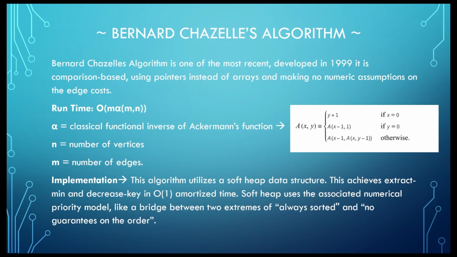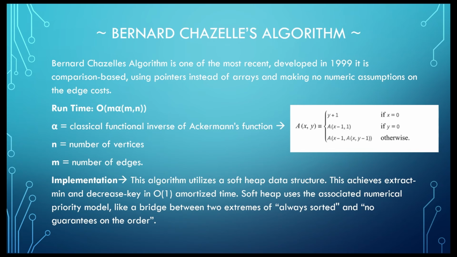Bernard-Child's algorithm is one of the most recent, developed in 1999. It is comparison-based, using pointers instead of arrays and making no numerical assumptions on the edge costs. Its runtime is O(m α(m, n)).